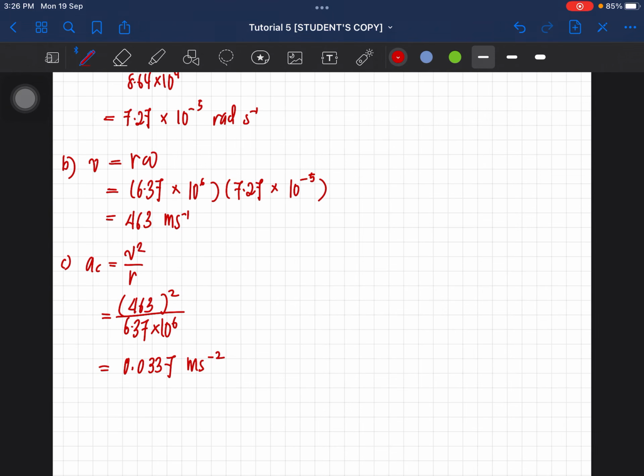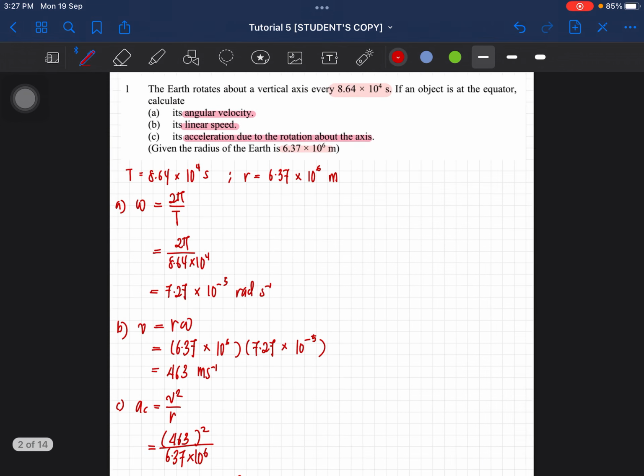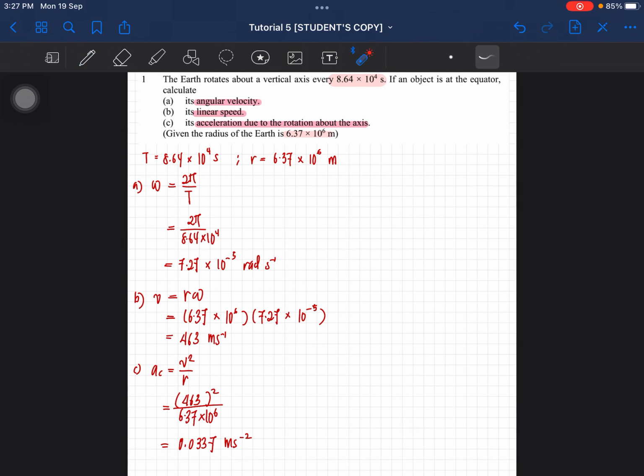So that is the acceleration due to the rotation about the axis. So this is a very straightforward question. This is just to test you on which formula you're going to apply for certain sets of questions. So make sure if you are given this type of question, you know that you can just directly use the equations. Alright, so that is question number 1.